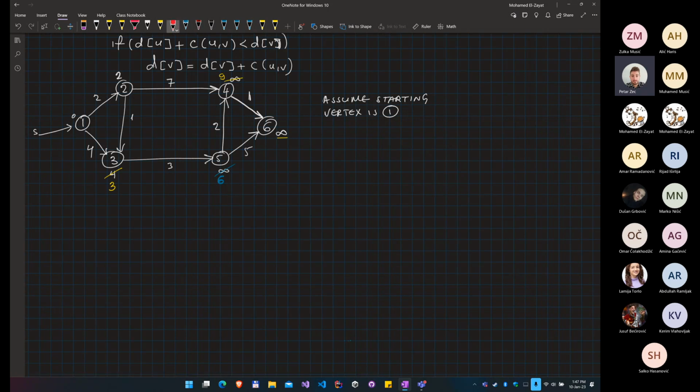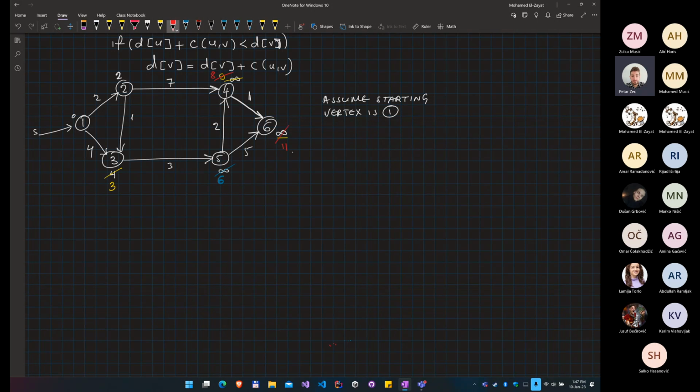And let me pick up red. So this is going to be out. And here we're going to have 8. Now, 6 plus 5 is 11. 11 is definitely less than infinity. So we cross that out and we put 11 in.